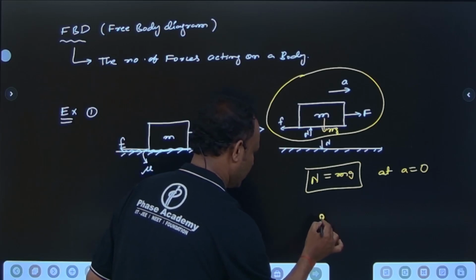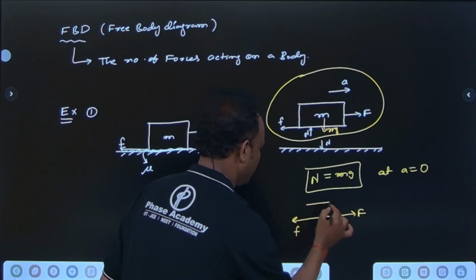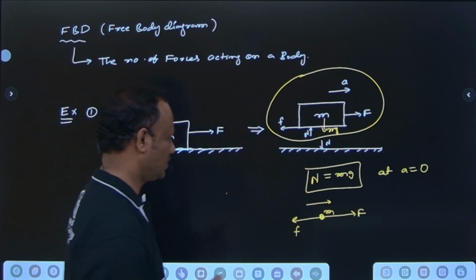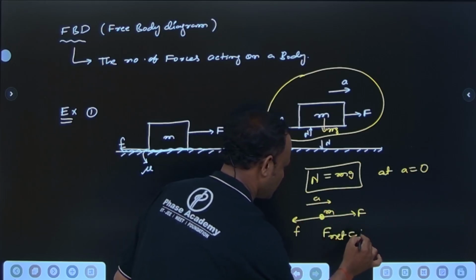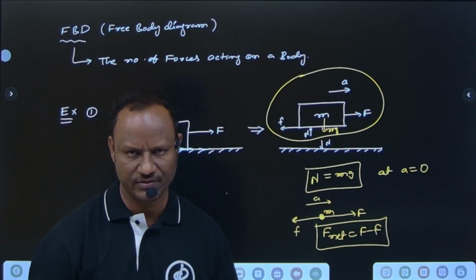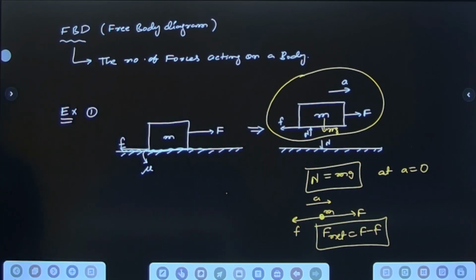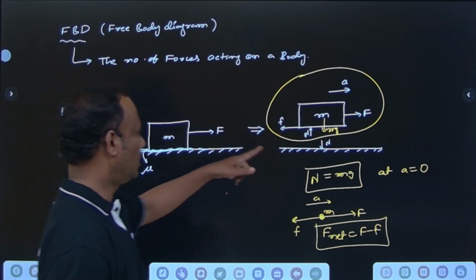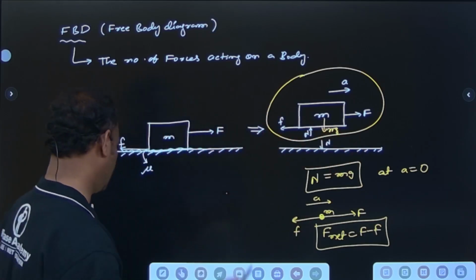In the free body diagram, its mass is m, this is the applied force, and this is the frictional force. The unbalanced force is in the forward direction, and its acceleration is a. Then the net force F net equals capital F minus small f. F net means ma, according to Newton's second law. So this is the first case: the number of forces acting on the system, to find its acceleration and different parameters, when it is moving in the forward direction or at the equilibrium position also.